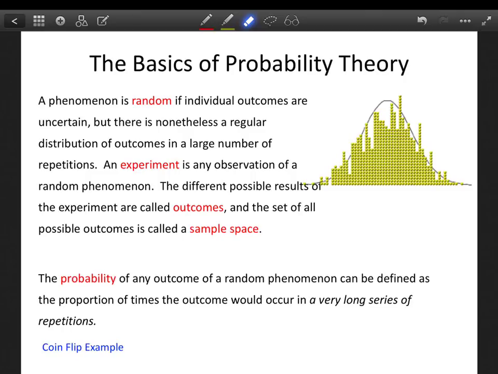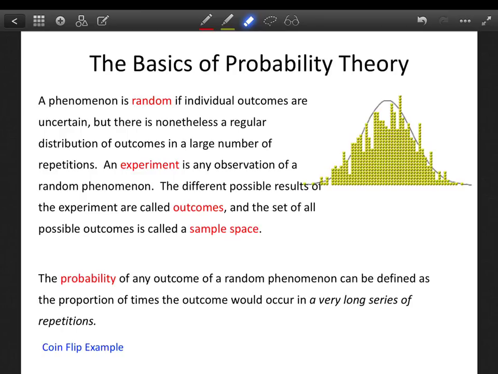Hi everyone, we're going to talk a little bit about probability theory in this video. You should have already read over the slides before you watch the video, so I'm going to go a little quicker through the slides that you should have read on your own, and we'll work through the examples that aren't filled in. Okay.